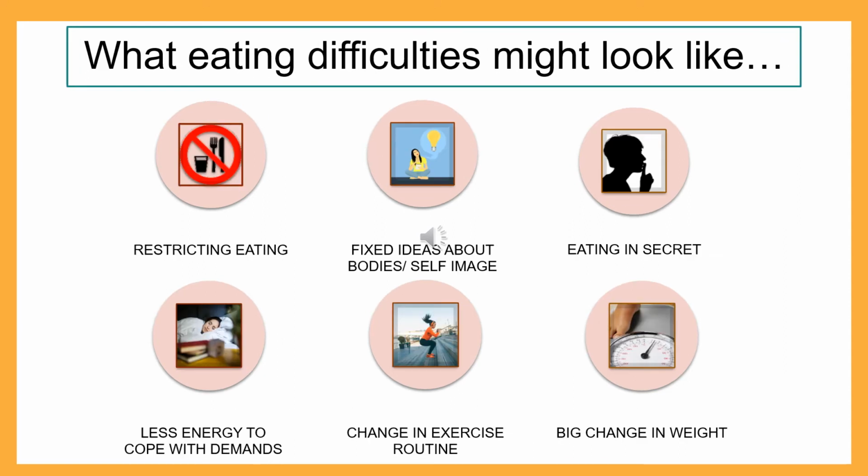What eating difficulties might look like. Eating difficulties can appear in a range of different ways, and this can be seen in young people restricting what they eat or eating certain foods in secret. You may also notice a change in your young person's ideas about themselves and their self-image.